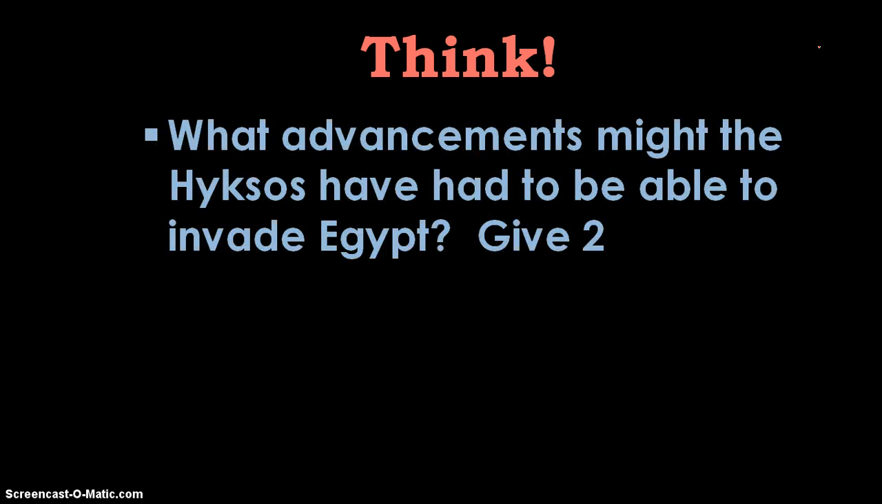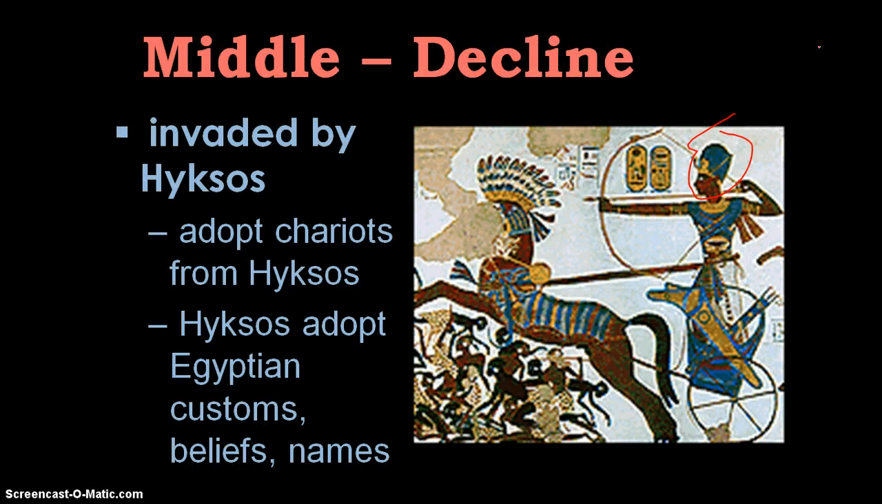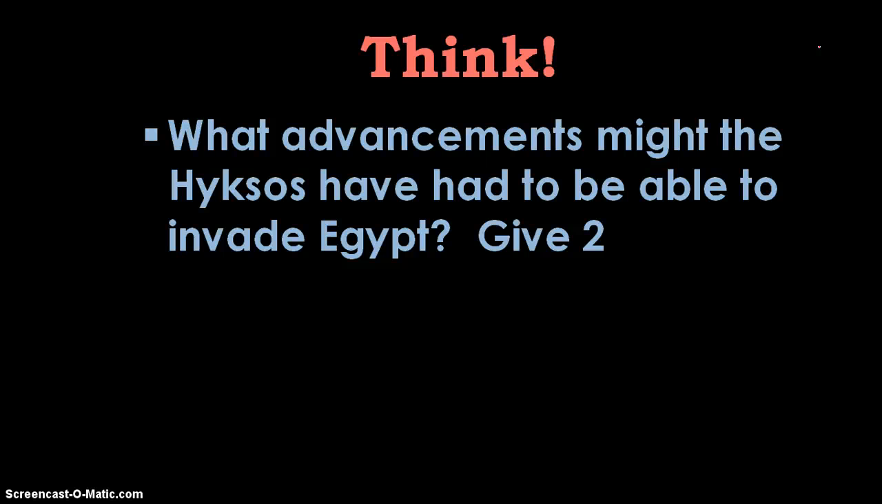Alright? Your turn to think. What advancements might the Hyksos have had to be able to invade Egypt? Okay? Look back here. Yep. That should give you some clues. Alright? Give me at least 2 of those advancements that you would think would help the Hyksos invade Egypt.